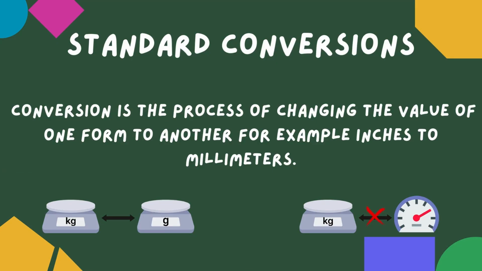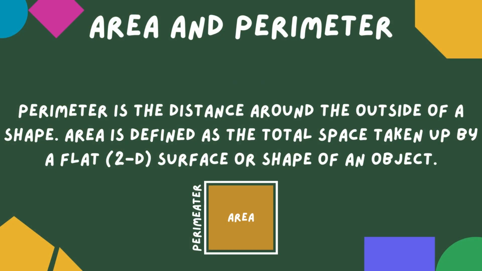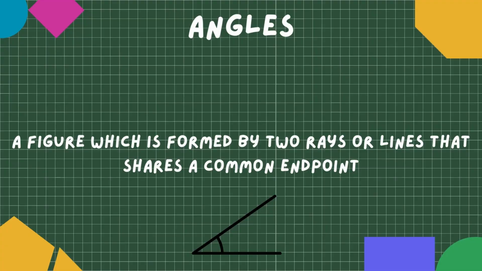Standard conversions. Conversion is the process of changing the value of one form to another, for example, inches to millimeters. Line. A one-dimensional figure which has length but no width. Area and perimeter. Perimeter is the distance around the outside of a shape. Area is defined as the total space taken up by a flat 2D surface or shape of an object. Angles. A figure which is formed by two rays or lines that share a common endpoint.